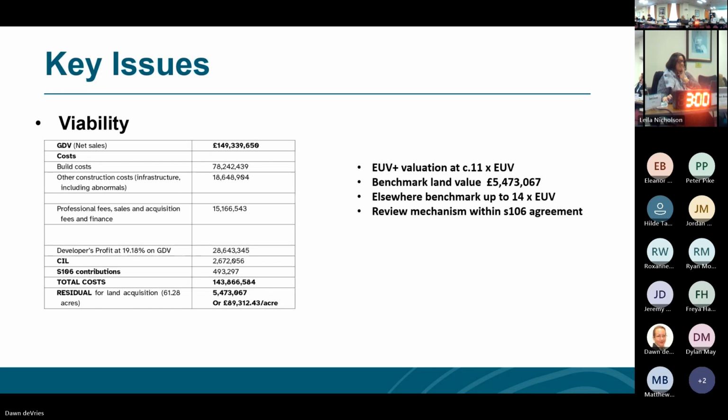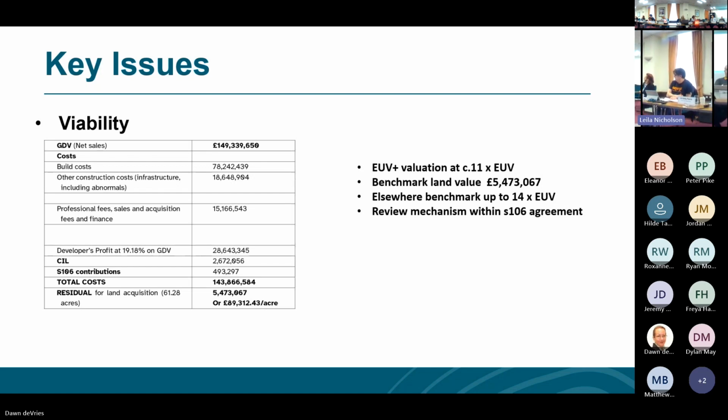Sorry, we always talk about site areas in hectares, and valuations always in acres. I don't know why, it just is. However, as long as we're consistent with that, we end up with sensible figures. By established practice, we use the EUV plus, existing use value plus, whereby you assume agricultural land has a certain value. The grant of planning permission uplifts that by a multiplier. I think we've accepted about 8,000 an acre here, and we've increased that by a factor of 11. In this instance, that is considered reasonable. That gives us a benchmark land value of 5.5 million.